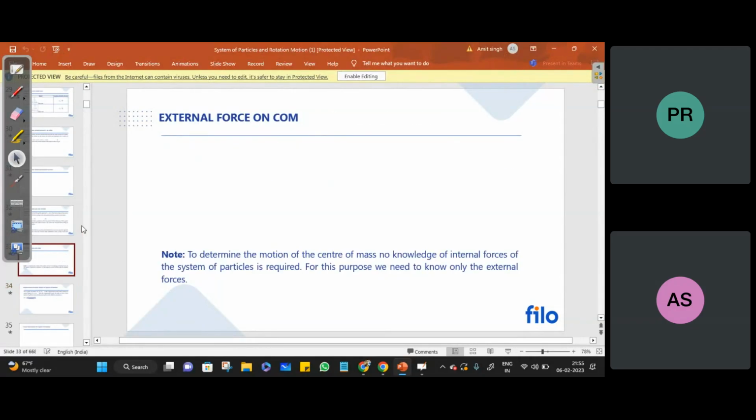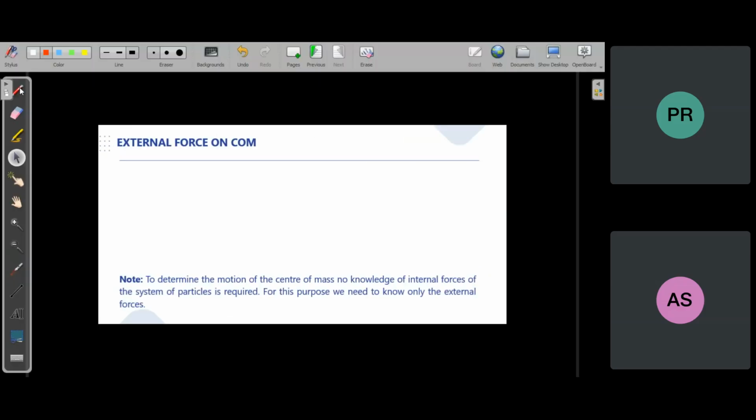Now from here you understood that net external force is equal to the total mass of the system times the acceleration of the center of mass. From here you should understand that the net external force on the system is equal to mass into acceleration. The center of mass of a system will accelerate only if there is a net external force acting on the system.